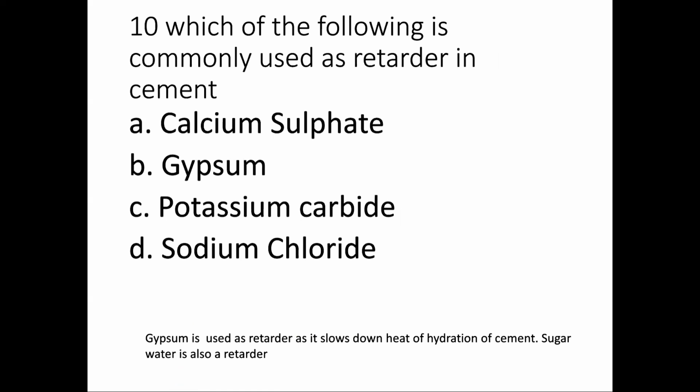10th question. Which of the following is commonly used as a retarder in cement? Calcium sulfate, gypsum, potassium carbide, sodium carbide are the options. Answer is B, gypsum. Why gypsum is used? Gypsum is used as retarder as it slows down heat of hydration of cement. Sugar water is an example of a retarder.